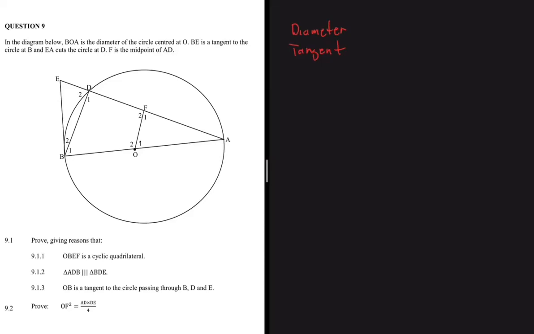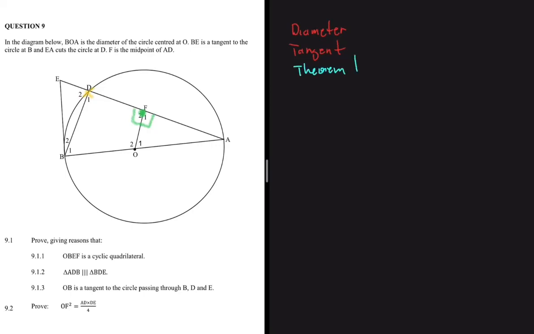We are told that EA cuts the circle at D, right? And then F is the midpoint of AD. So let me show you what we're talking about. So EA cuts the circle at D, and then F here is the midpoint of AD. If F is the midpoint of AD, then this angle here should be 90 degrees, and this angle should also be 90 degrees because of theorem 1. So let's write that down. We also have theorem 1.